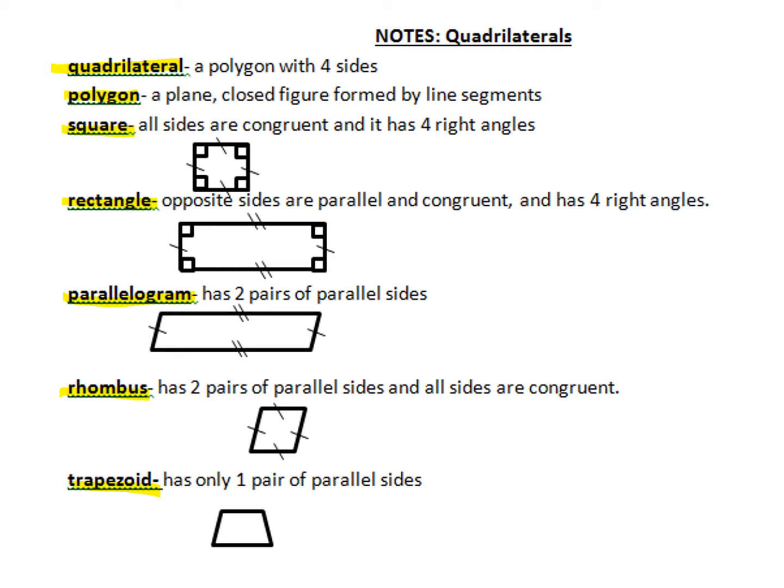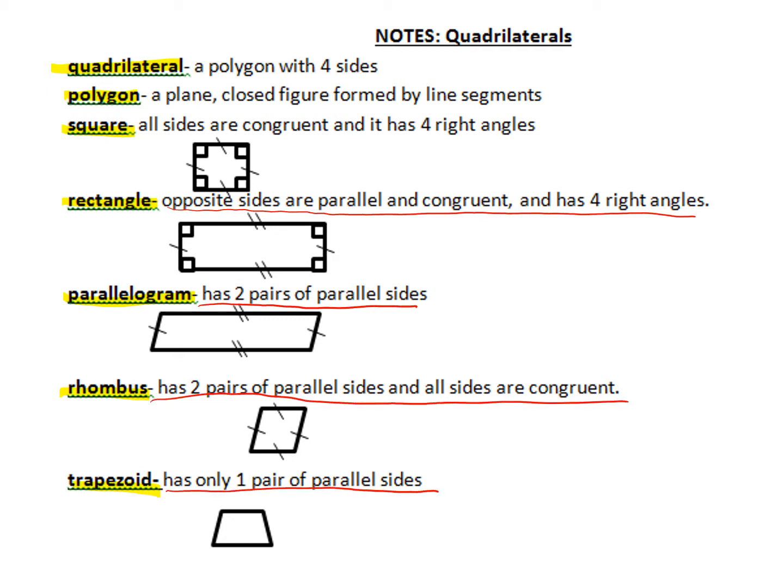And then a square has all sides congruent and it has four right angles. A rectangle has two pair of parallel sides and then four right angles. A parallelogram has two pair of parallel sides. A rhombus has two pair of parallel sides that are all sides congruent. And then a trapezoid has only one pair of parallel sides. Now, it's important to know that a quadrilateral could have more than one name. If these are the definitions of the shapes, then sometimes multiple shapes meet that criteria.